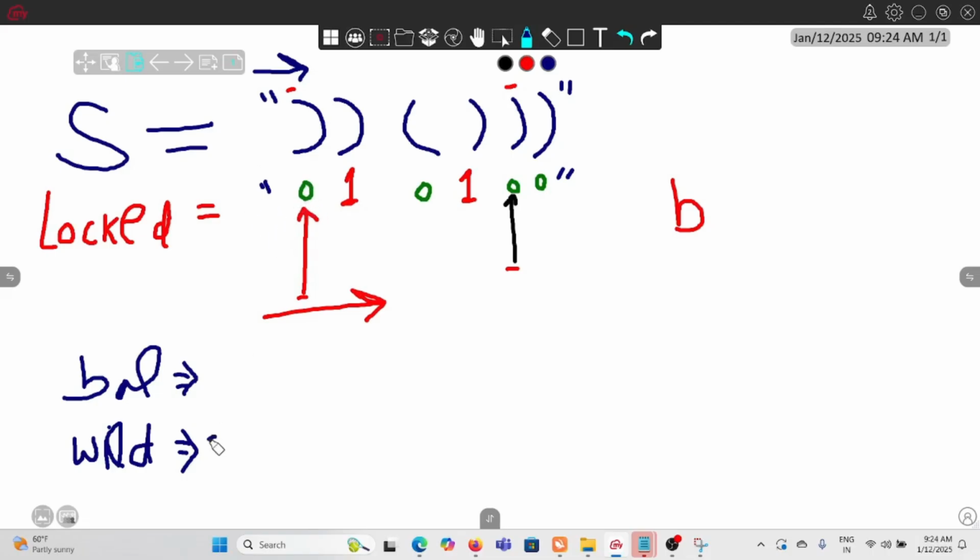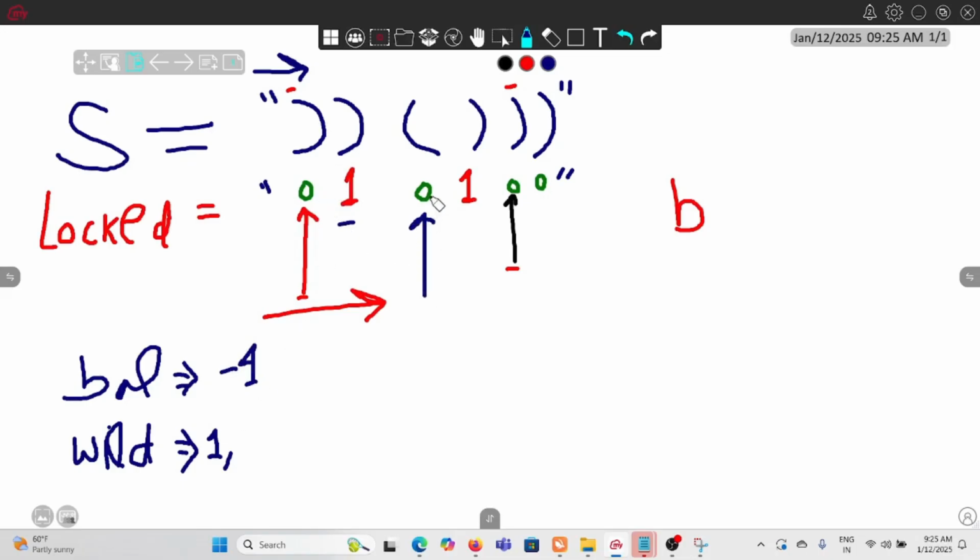That means we will increase wild by 1, so this will become now 1. Now we are at here, so this is 1, so the corresponding character is the closing bracket, and for closing bracket we are anchoring as -1, so balance would be now -1. Okay, so now we are coming at here.